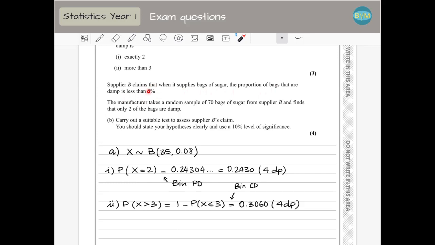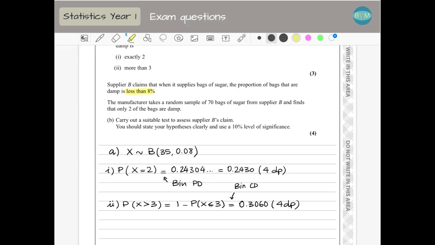And then supplier B claims that when it supplies bags of sugar, the proportion of bags that are dumped is less than 8%. The manufacturer takes a random sample of 70 bags now from supplier B, and only 2 of them are dumped. Carry out a suitable test to assess the claim.